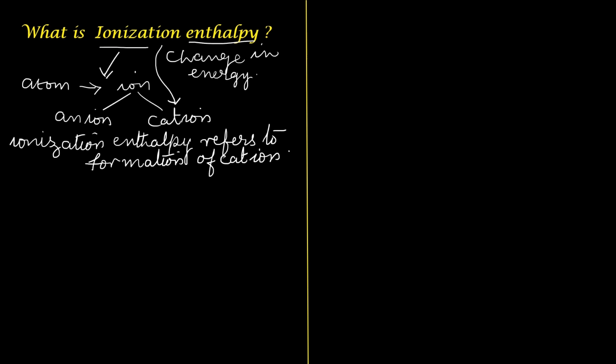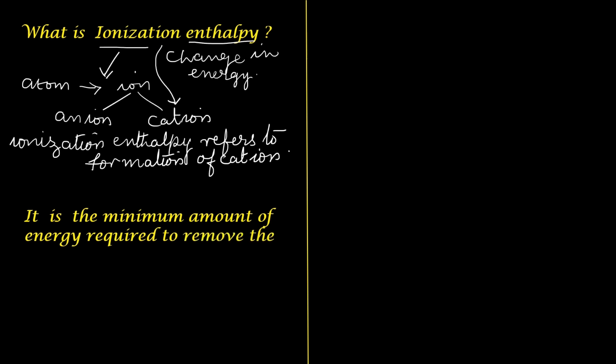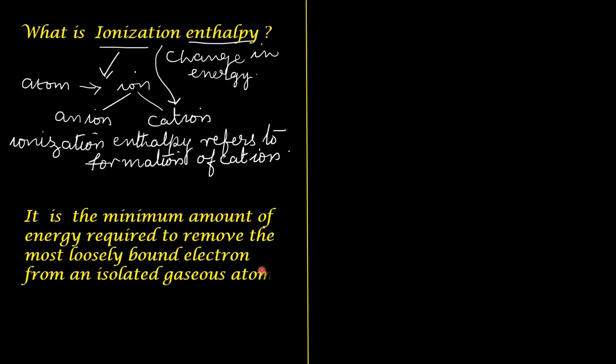Cations are formed when electrons are lost. The lost electron gains some energy, so its energy changes. The energy absorbed by the electron which is lost only is considered here. By definition, ionization enthalpy is the minimum amount of energy required to remove the most loosely bound electron from an isolated gaseous atom so as to convert it to a gaseous cation.